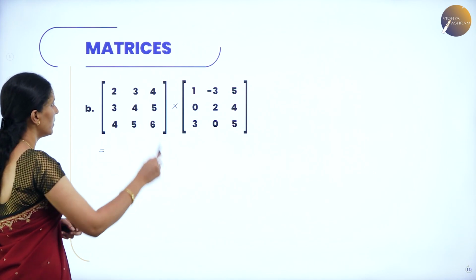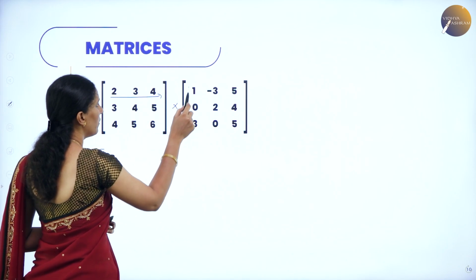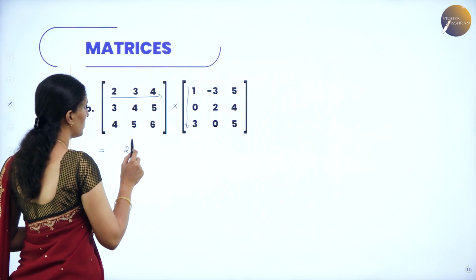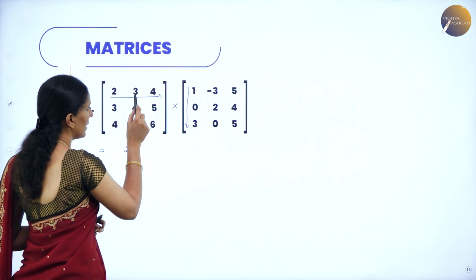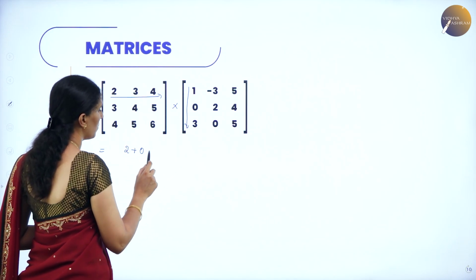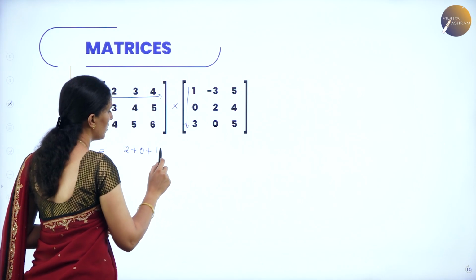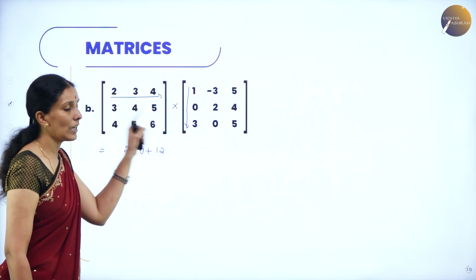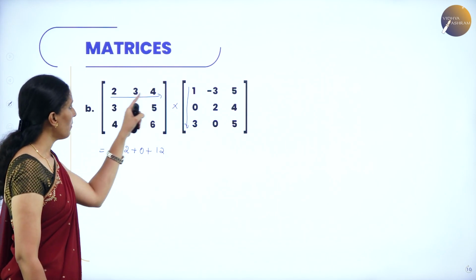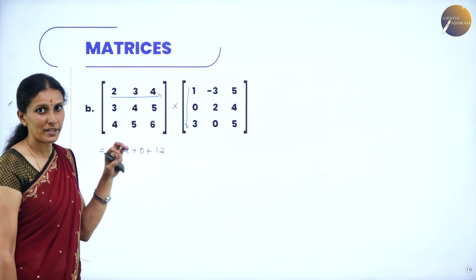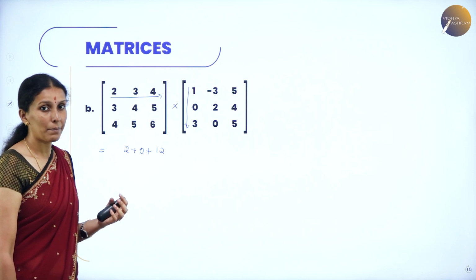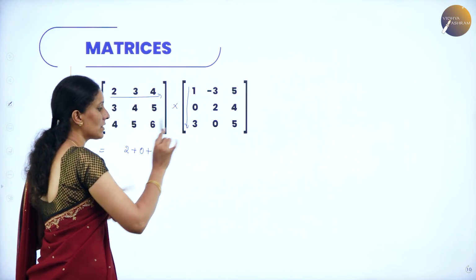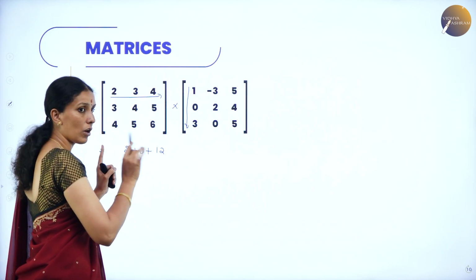So now we have first row, first column elements. So 2 1s are 2. Next, plus 3 0s are 0, plus 4 3s are 12. So remember, you have 3 elements in a row and 3 elements in a column. That is why number of columns and number of rows must be same. Then only we can multiply the elements inside it. Now this is done. That is, first row, first column is done.